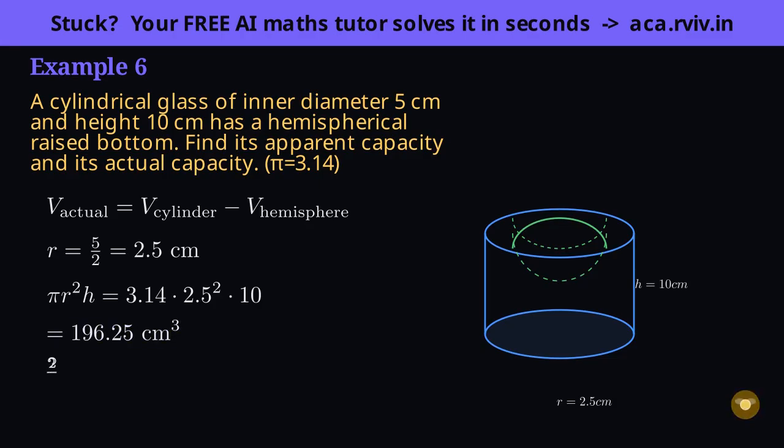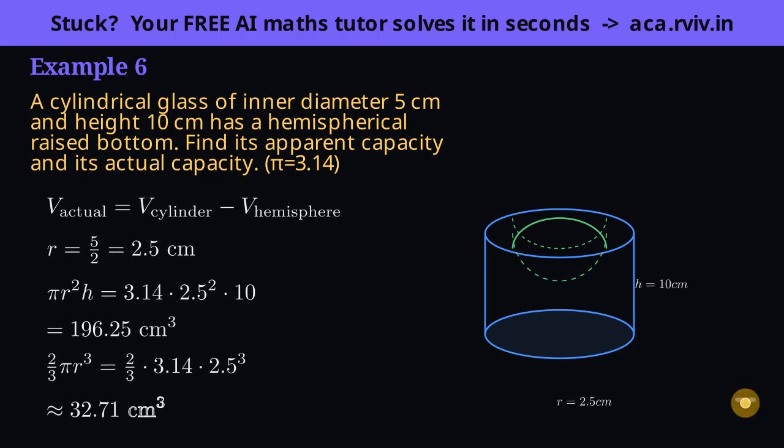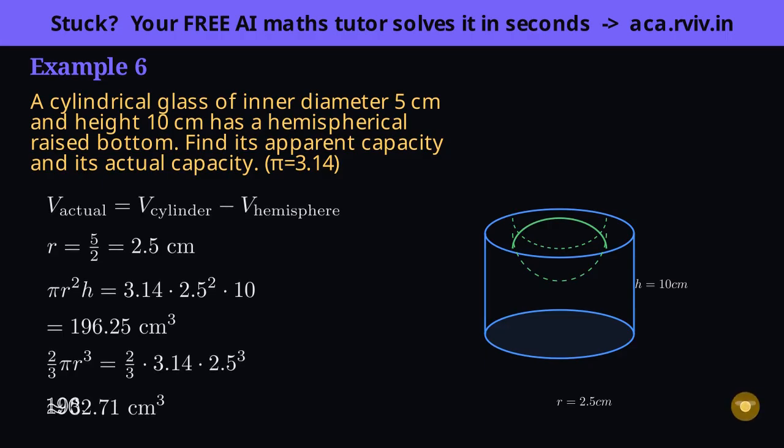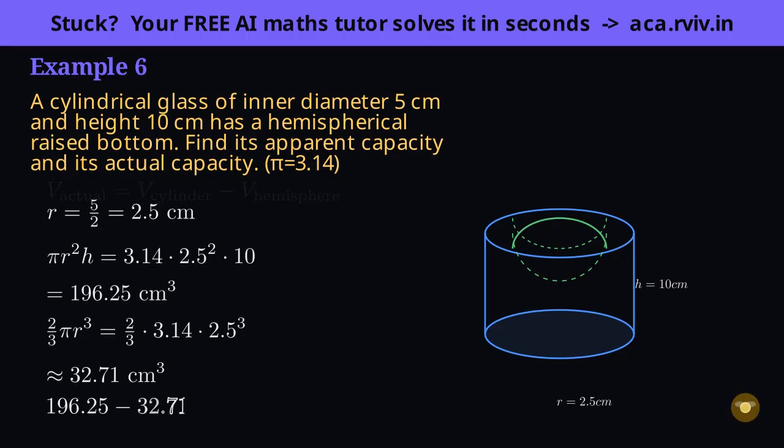Now the sneaky part. The raised bottom is a hemisphere pushing up into the glass, and a hemisphere's volume is 2/3 pi r cubed, half of a sphere's 4/3 pi r cubed. That solid dome occupies space where drink would otherwise be. Evaluated, the bulge is about 32.71 cubic centimeters of stolen space. Subtract that bulge from the apparent capacity, because that's exactly the drink the raised bottom has displaced.